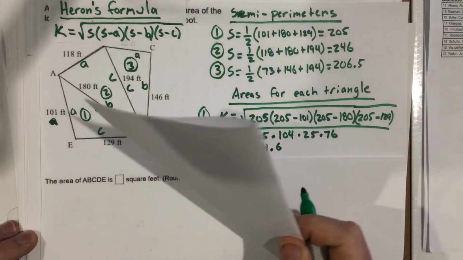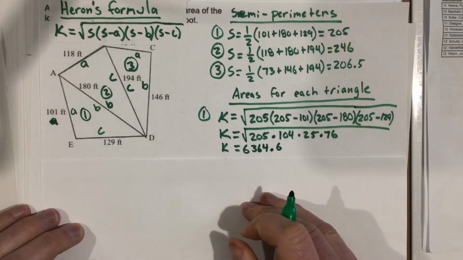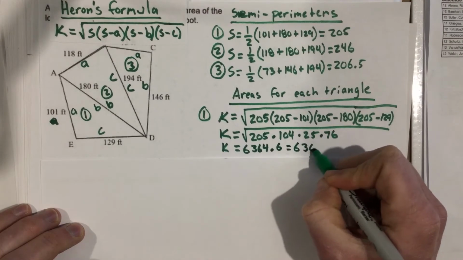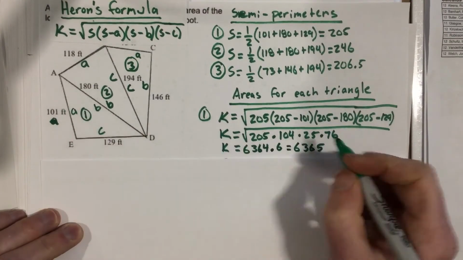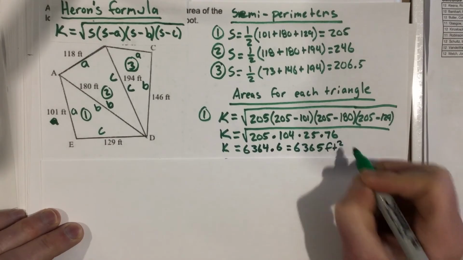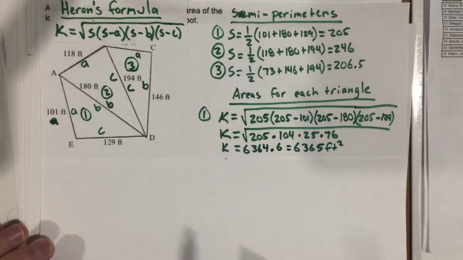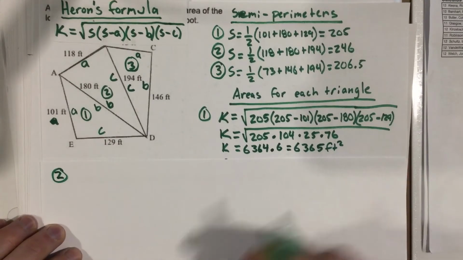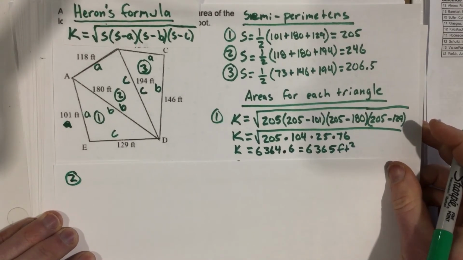Now, I think it says round to the nearest integer as needed. So if we round to the nearest integer, I think we're going to say that that's 6,365. Now remember, that's just the area, so that'd be feet squared. That's just the area for triangle 1. So now we got to do triangle 2. All right, triangle 2.